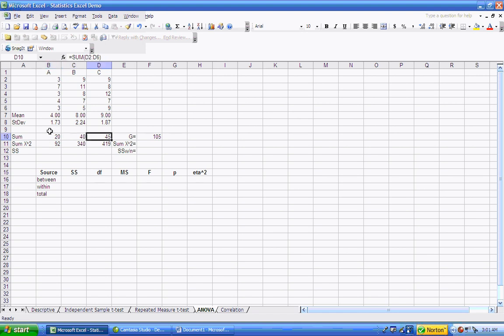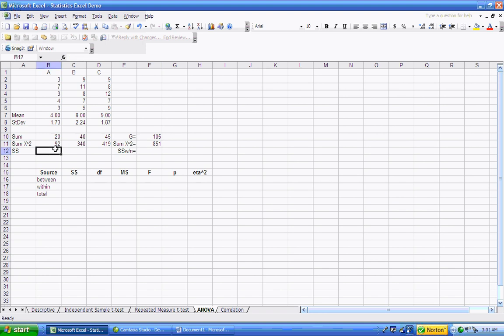Now what we can do is add across these rows to get different values. If we add across the sum value, we get the grand total, or the sum of all the x values, which is 105. If we copy that and paste it in the row with the sum of x squared, now we have the sum of x squared for the entire study as well.